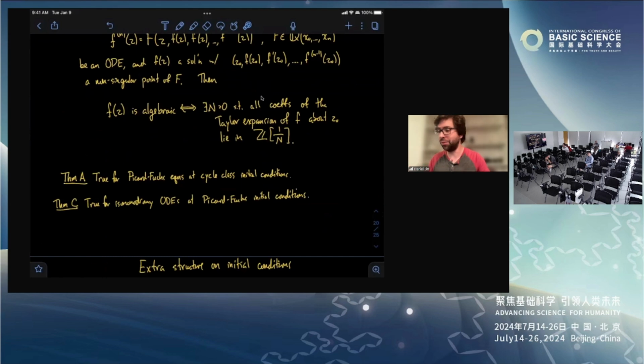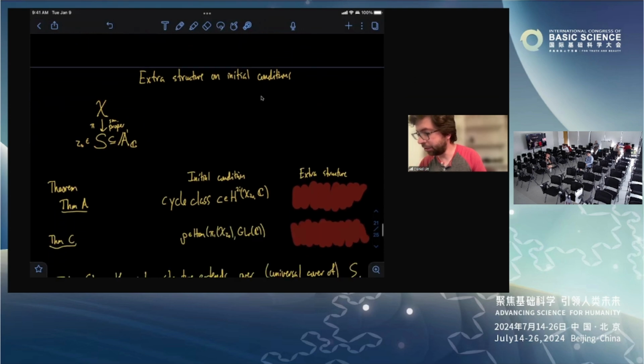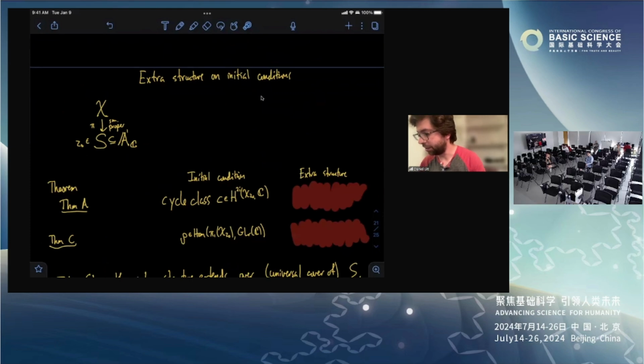Okay, so let me tell you what's special about these initial conditions. What extra structure is one using to prove this statement? In both cases, we start with some smooth proper morphism. In theorem A, what are the initial conditions? They're a cohomology class on the fiber. And in theorem C, you have a representation of pi1 of the fiber. In the first case, I've assumed that cohomology class is a cycle class, and in the second case, I've assumed it's a Picard-Fuchs initial condition.